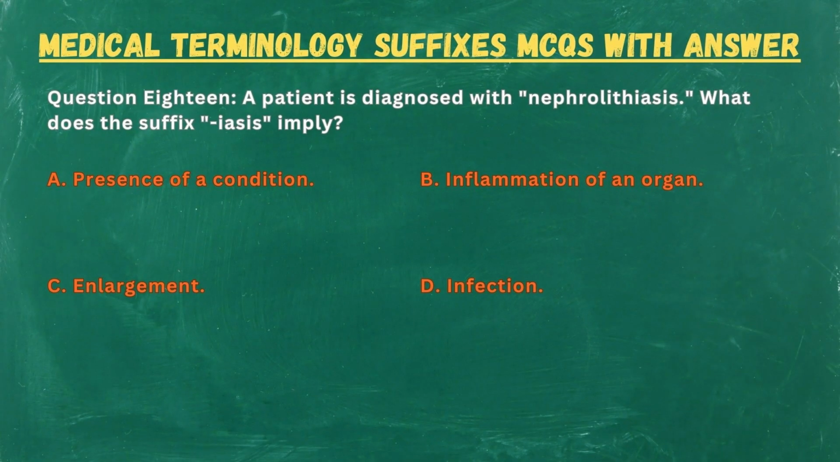A patient is diagnosed with nephrolithiasis. What does the suffix -iasis imply? A. Presence of a condition. B. Inflammation of an organ. C. Enlargement. D. Infection.